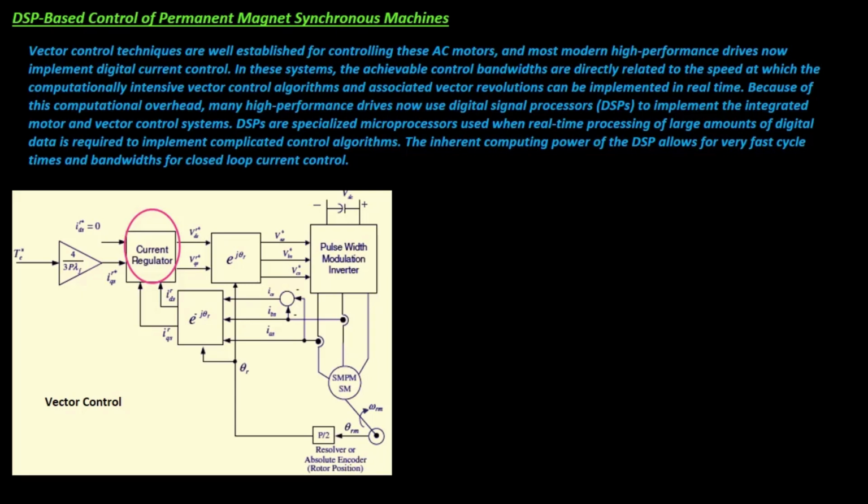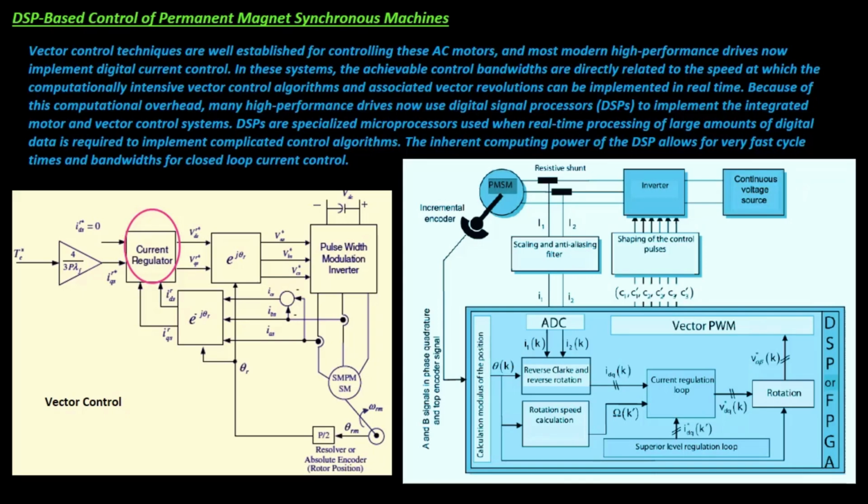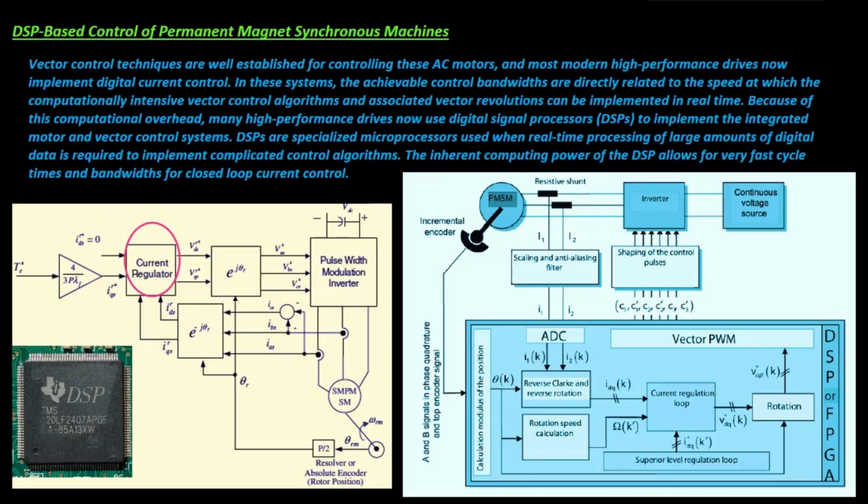Because of this computational overhead, many high-performance drives now use digital signal processors, DSPs, to implement the integrated motor and vector control systems. DSPs are specialized microprocessors used when real-time processing of large amounts of digital data is required to implement complicated control algorithms. The inherent computing power of the DSP allows for very fast cycle times and bandwidths for closed-loop current control.